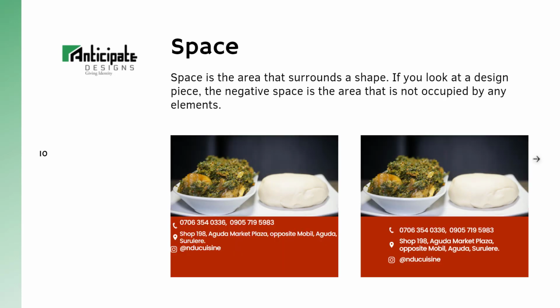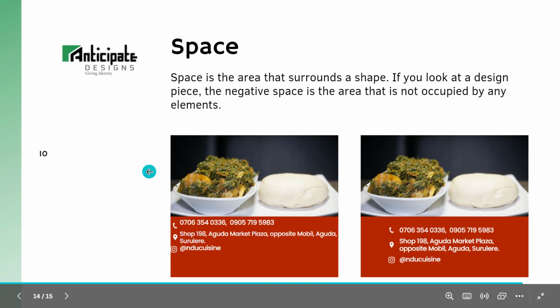Our next on the list is space. And what is space? Space is the area that surrounds a shape. If you look at a design, the negative space is the area that is not occupied by any element. So we see this illustration, we see this picture.